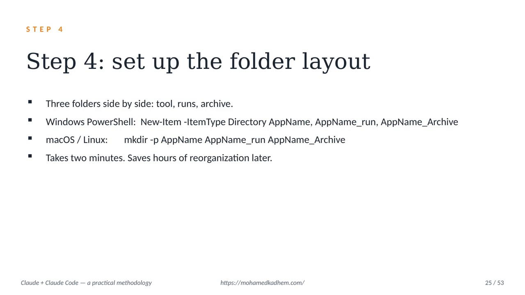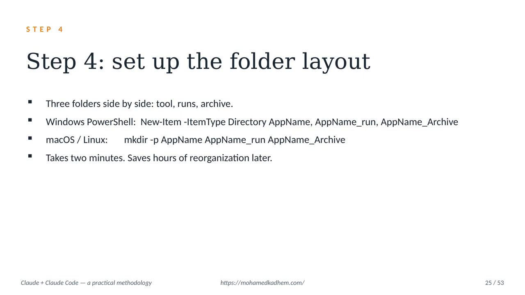Now set up the folder layout we described earlier. The idea: 3 folders side by side, 1 for the tool, 1 for the runs, 1 for the archive, ready to welcome code, data, and memory on their separate tracks. The exact commands depend on your operating system. They are in the companion PDF. Running them takes 2 minutes, and saves hours of reorganization later. The point here is not the commands themselves, but the mindset they encode.